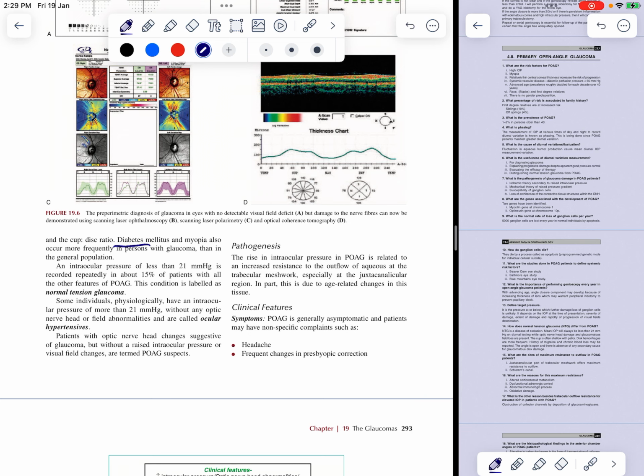Diabetes mellitus, myopia occur more frequently in persons with glaucoma. This is a question. An intraocular pressure less than 21. Can you tell me the normal intraocular pressure? There are many schools of thought, but my take is 12 to 21 mmHg. An IOP of less than 21 mmHg is recorded repeatedly in about 15% of patients with all the other features of POAG.